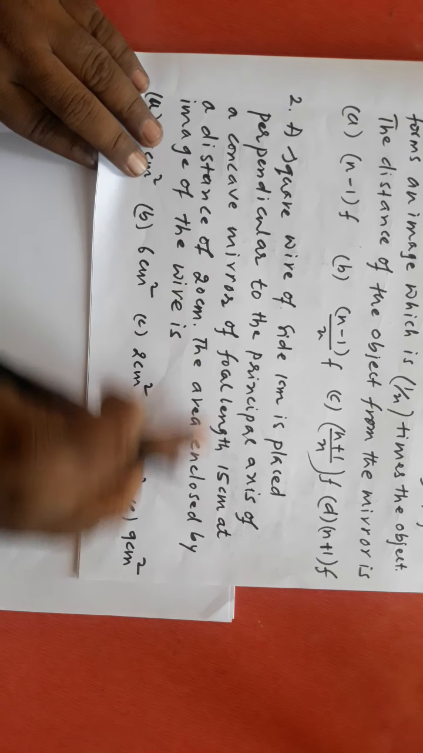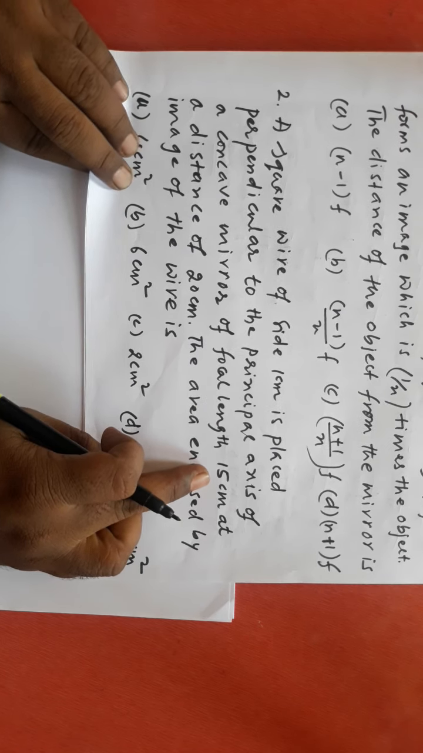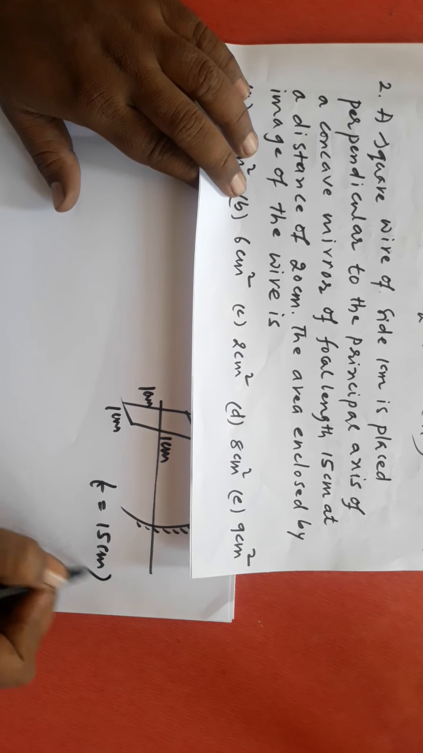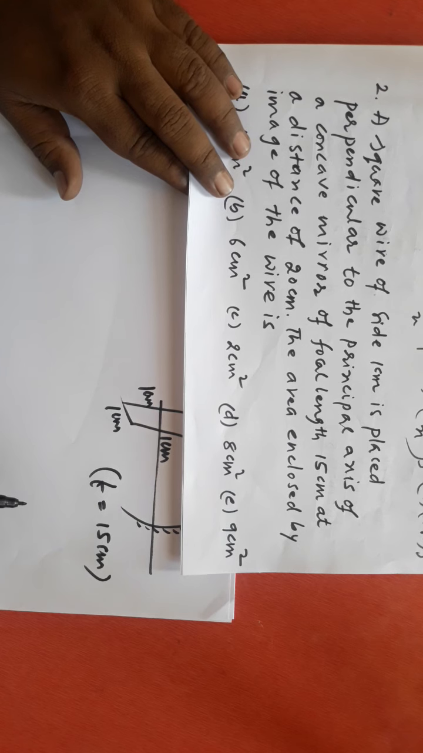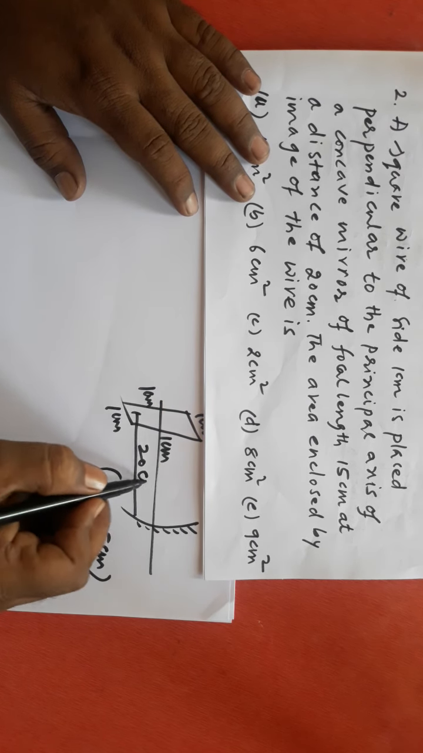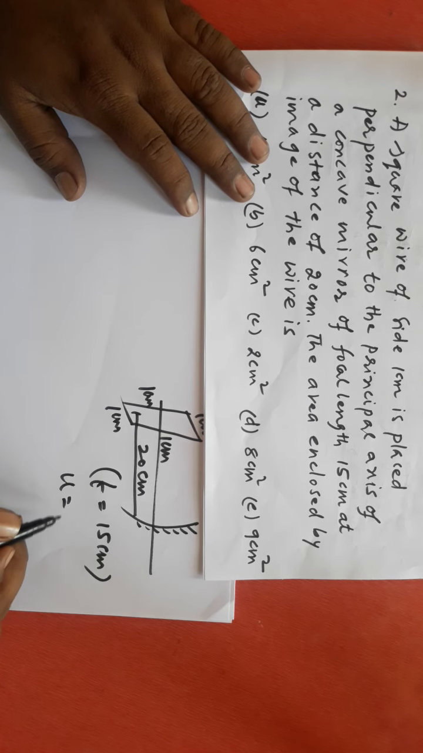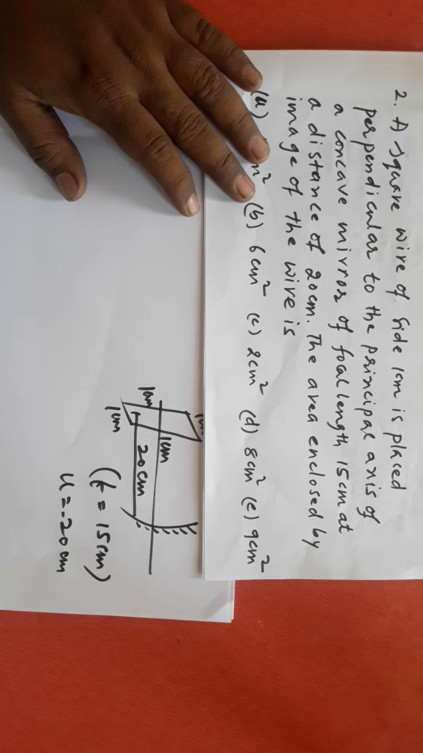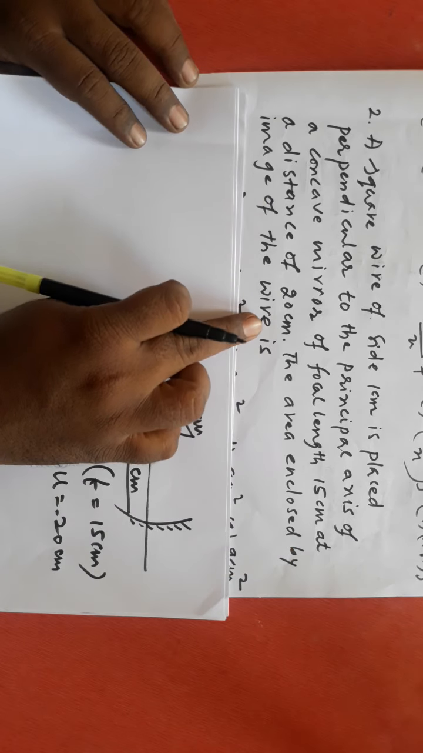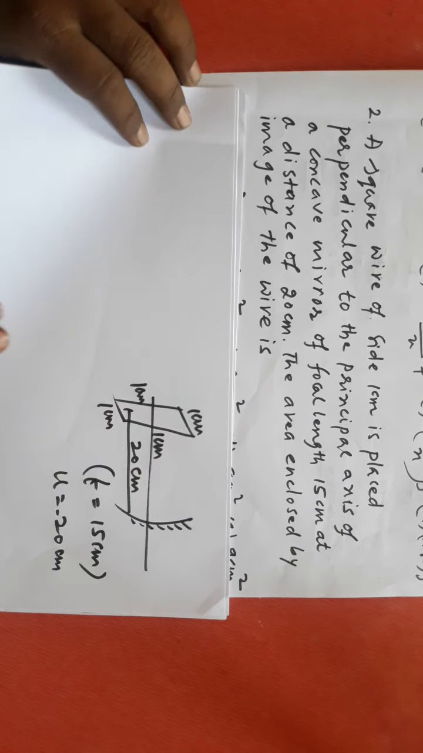Then what is the focal length of the concave mirror given in the problem? Focal length of concave mirror is 15 centimeter. And it is placed at a distance of 20 centimeter. That means u is equal to 20 centimeter. Is it minus 20 or plus 20? It will be minus 20. Then what I want to find? The area enclosed by the image.